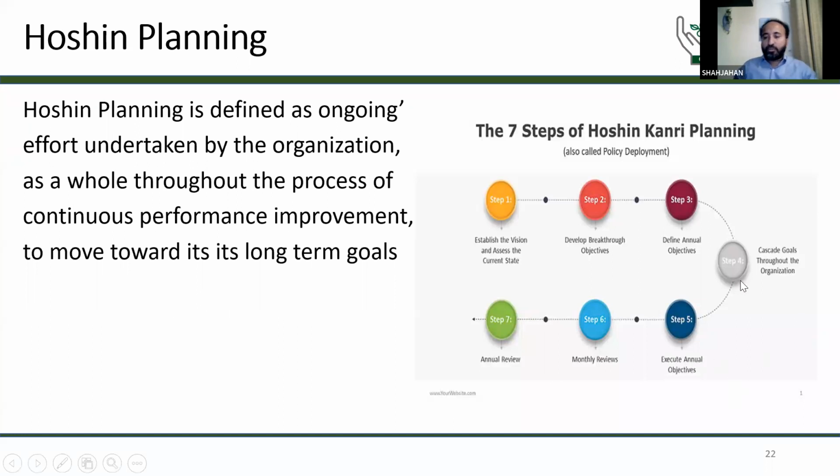After that, fourth step, cascade goals through the organization, and then how we will implement these goals, and then execute annual objectives. After we know what our goal is, we will start to execute objectives, and after that we will review monthly, that we started our oncology service, it's going on well, what problem is coming, why there's a problem, how to solve that one. So we will review monthly, and then at the end we will review annually, that whole year what the issues were and what our goals were, where we reached and what we need to do now. So all this planning from the start to the end is the Gaussian planning.